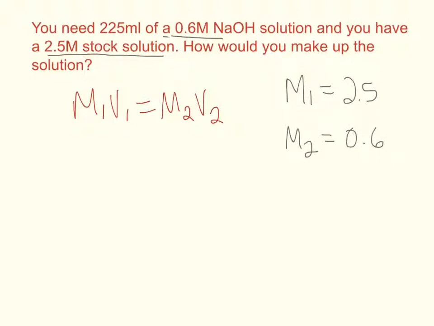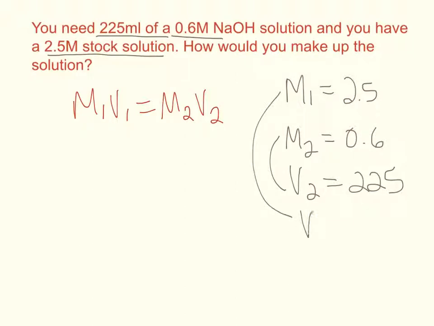Because that 225 milliliters is attached to that 0.6, you need 225 mils of a 0.6 molar sodium hydroxide solution, so that automatically becomes our second volume, V2, because that's what we need. Your M2 is always associated with your V2, just as M1 is always associated with V1. So we need to determine how much of our 2.5 molar solution we need to get that 225. This is very similar to what we did in Lab 5, just with different numbers.